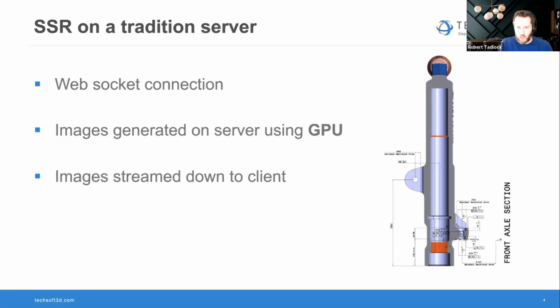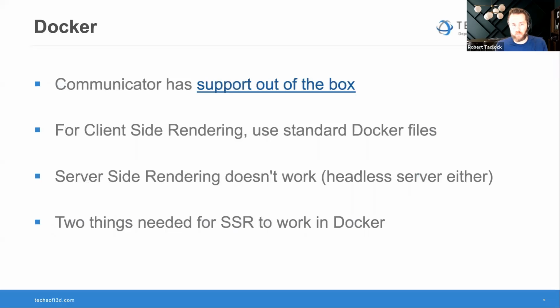So those images are then streamed down. But the key thing we're trying to get across here is that you usually need some kind of access to the GPU if you want to do high quality server-side rendering. What this has meant in the past is that if you're using Amazon Web Services or Google, you have to pay more for GPU-enabled servers. And so you'd like to get more bang for your buck there. That's kind of where Docker comes in.